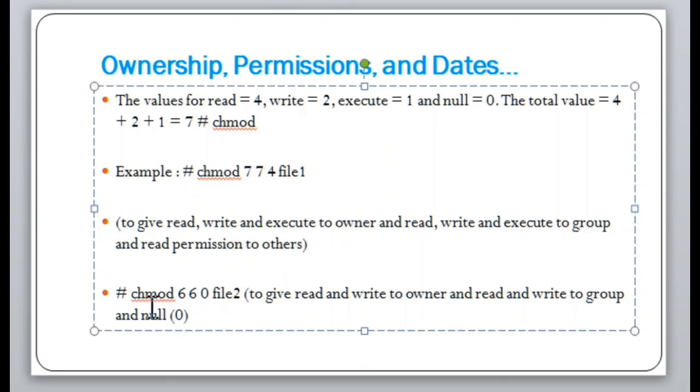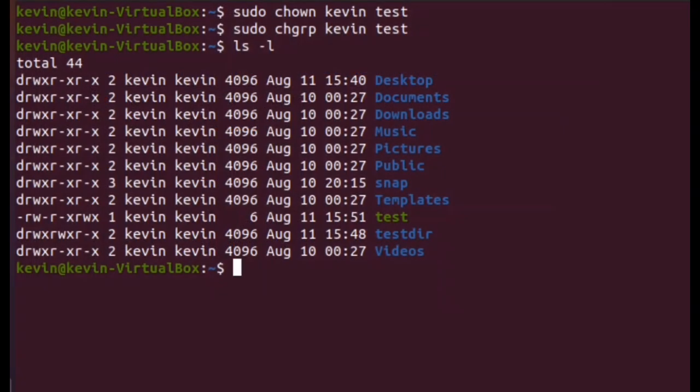So another example here. Chmod 660 file2. 4 plus 2 would equal 6. So for the user, I'm granting read and write privileges. For the group, I'm granting read and write privileges because 4 plus 2 is 6. And then for other, I'm putting in 0, okay? So 0 means I give them no permissions, okay? So for file2, that's going to change the permissions to read, write, and none, okay? Let me go ahead and show you that on the VirtualBox here.